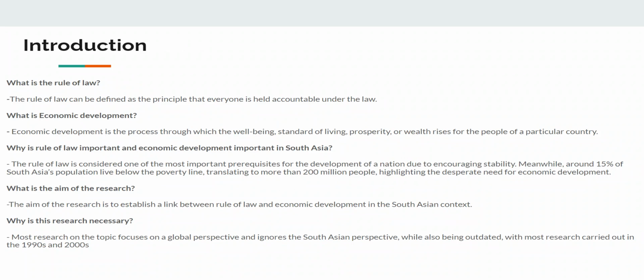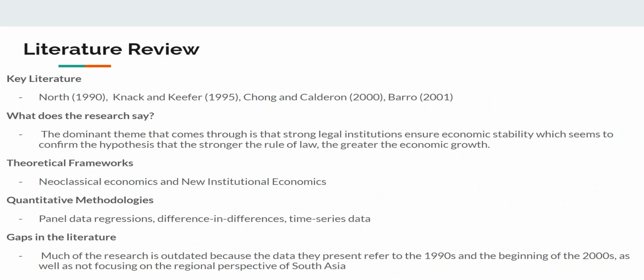What is the aim of the research? The aim of the research is to establish a link between rule of law and economic development in the South Asian context. Why is this research necessary? Most of the research on this topic focuses on the global perspective and ignores the South Asian perspective, and it's also outdated, with most of the research being carried out in 1990s and 2000s.